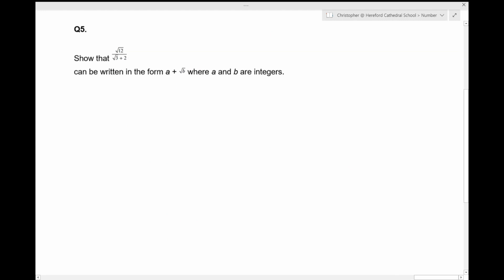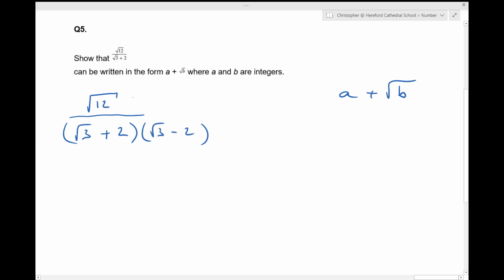Question 5. Show that root 12 over root 3 plus 2 can be written in the form a plus the square root of b, where a and b are integers. Right, well, let's start by rationalising the denominator by multiplying top and bottom by root 3 minus 2. That's going to give me root 12 multiplied by root 3, which is root 36. 12 times 3 is 36, minus 2 root 12.